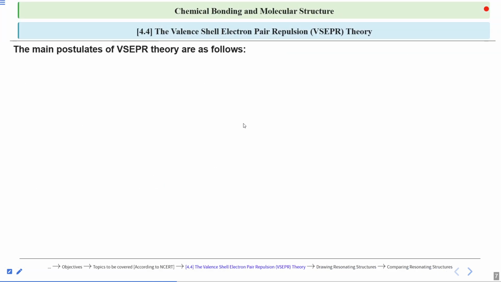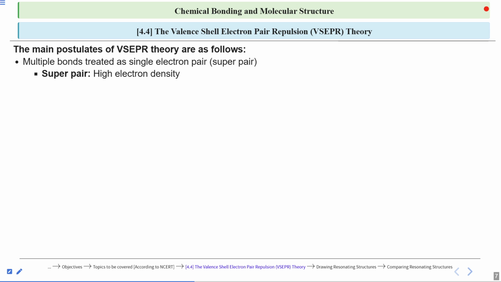So what is the next postulate? This is the most important one, and that is you are to consider the multiple bond as a single electron pair. Okay. Yes, but one thing is very obvious, that if your multiple bond is present, that means you have a very high electron density, and in that case you will call it a super pair. So super pair simply means high electron density. Again, I am repeating it.